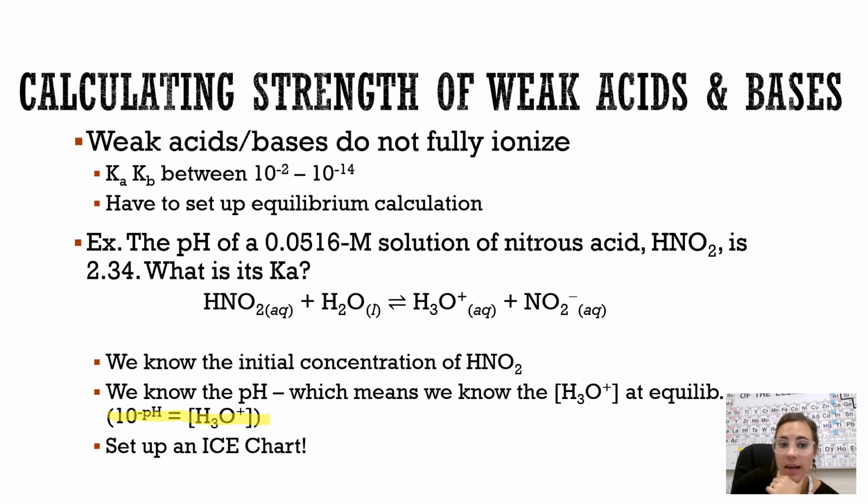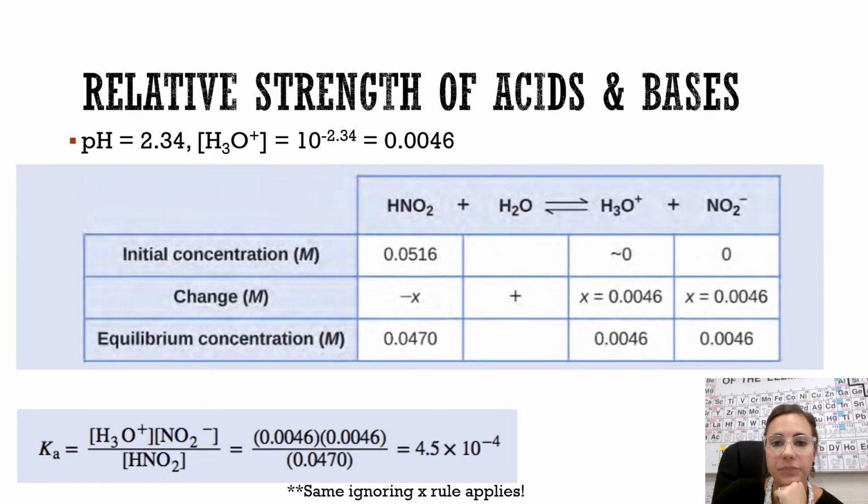So in this problem, I am given the initial concentration of the reactant, and I am given, indirectly by doing this calculation, the concentration of one of the products at equilibrium. So we're going to set up an ICE chart. In our ICE chart, the initial concentration I was given of the acid was 0.0516. I was given that in the problem. I don't have any products at the moment. Minus X, and then plus X and plus X.